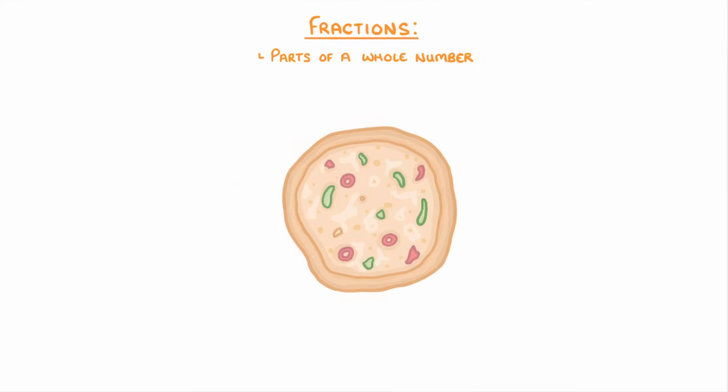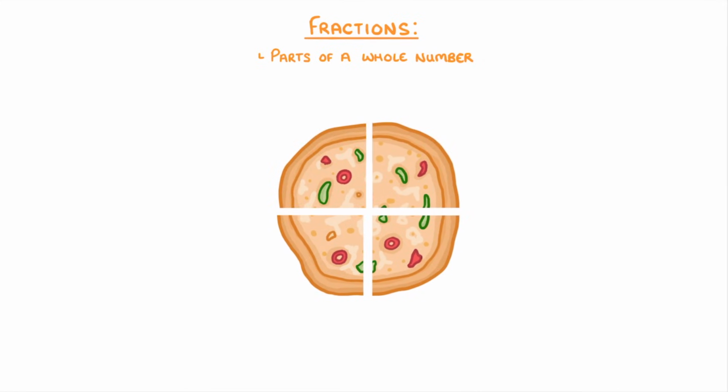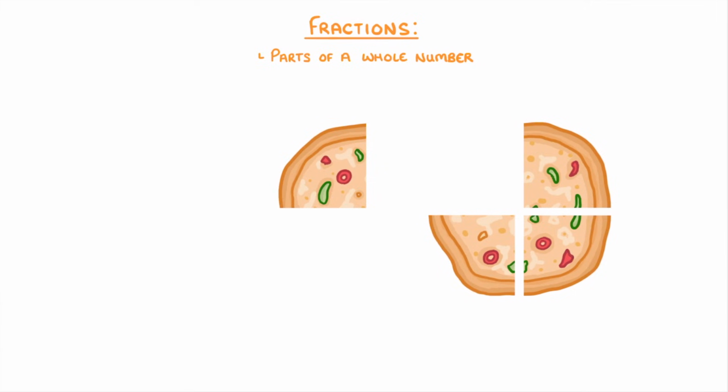For example, if we had a pizza, split it into 4 parts, and then gave somebody 3 of them, they would have 3/4 of the pizza, and we'd be left with 1/4. So the number on top tells you how many pieces you have, and the number on the bottom tells you how many pieces there are in one whole.